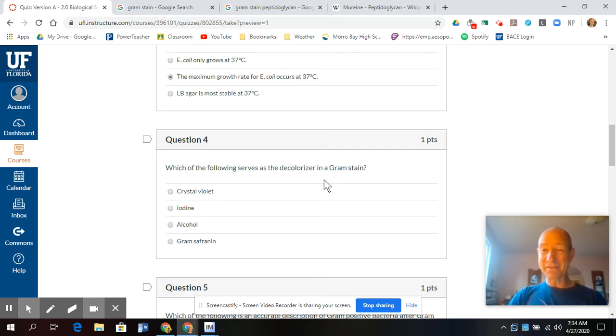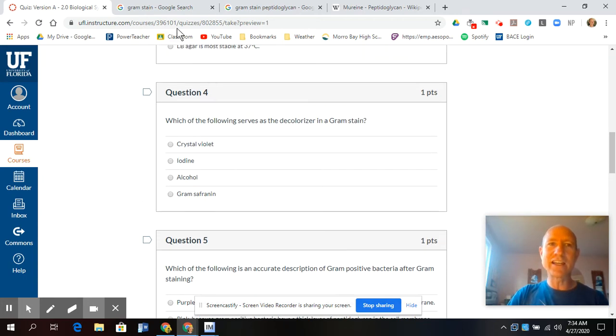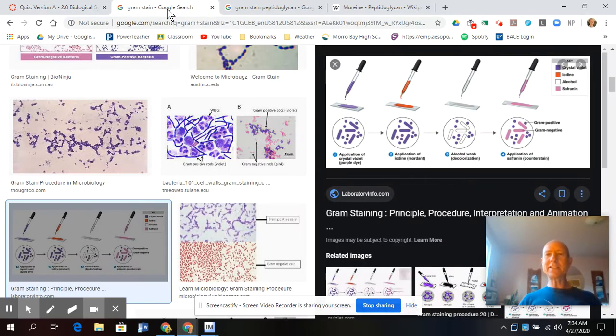Which of the following serves as a decolorizer in a gram stain? What? Gram stain decolorizer? What even? Okay, here's what even. Gram stain is a process of trying to stain bacteria, and they turn different colors based on what kind of bacteria they are. So it's a method to identify what kind of bacteria you're looking at. It's not really used anymore because now we have DNA technology. You can just sequence the bacteria and figure out what kind it is, but they have it in the test because it's old school. I didn't teach it to you guys because it's old school, but now I guess I have to teach it.